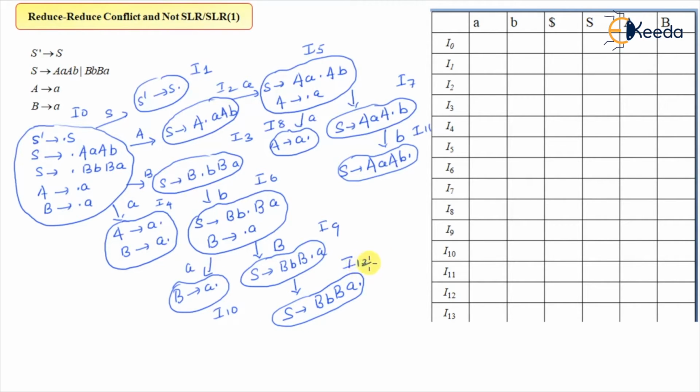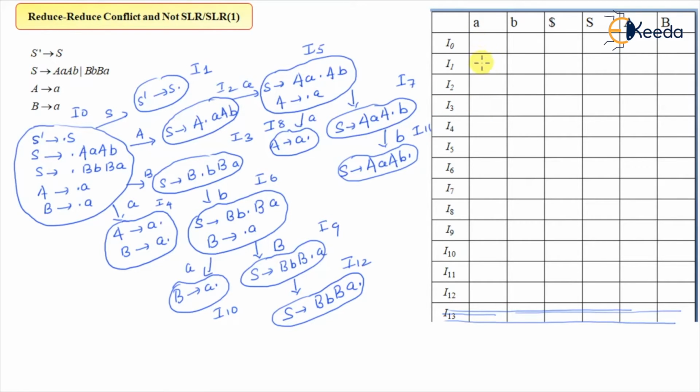So the total is I0 to I12. I don't need this particular state, so let's cross it off. We have only 12 states with us. Fine. So now we'll fill in the entries over here, and we'll see how it works.